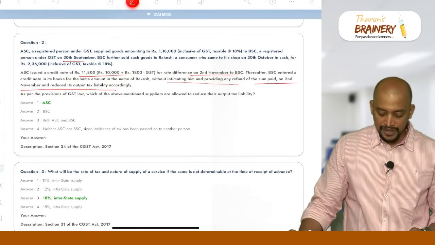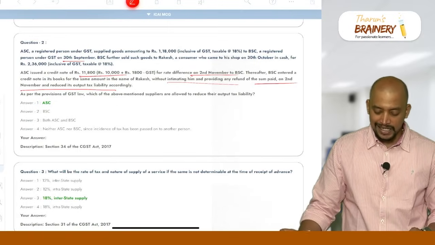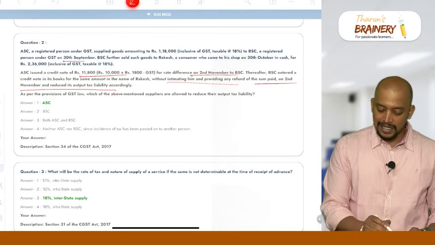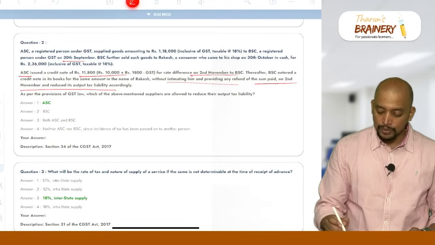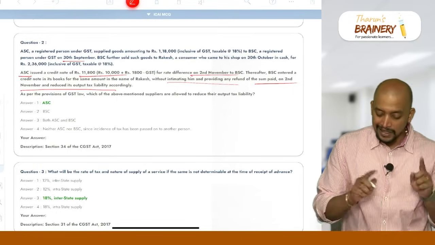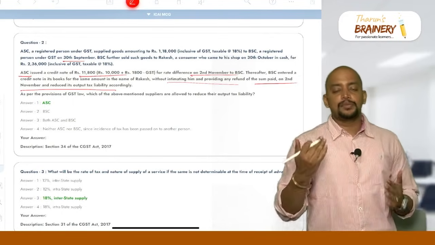As per the provisions of GST law, which of the above mentioned suppliers are allowed to reduce their output tax liability? So ASC Limited, ASC issued a credit note to whom? To BSC. BSC entered the credit note, but they did not inform Rakesh. So BSC cannot allow the liability to be reduced.